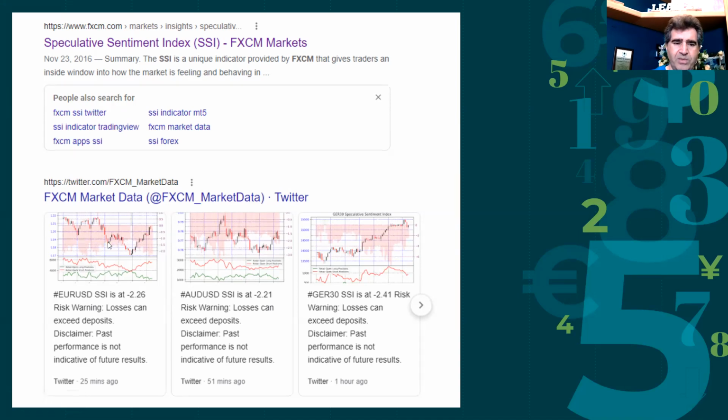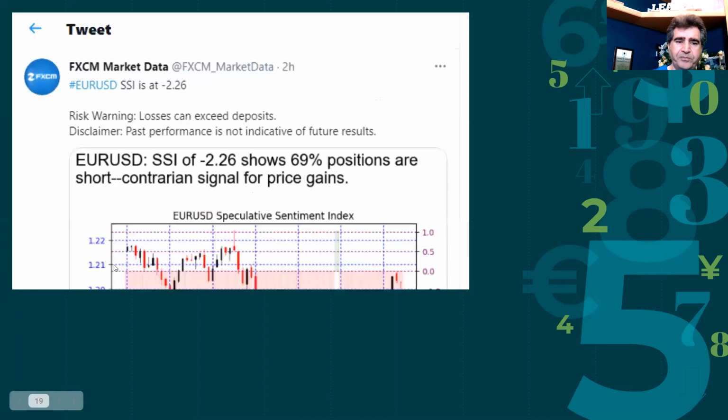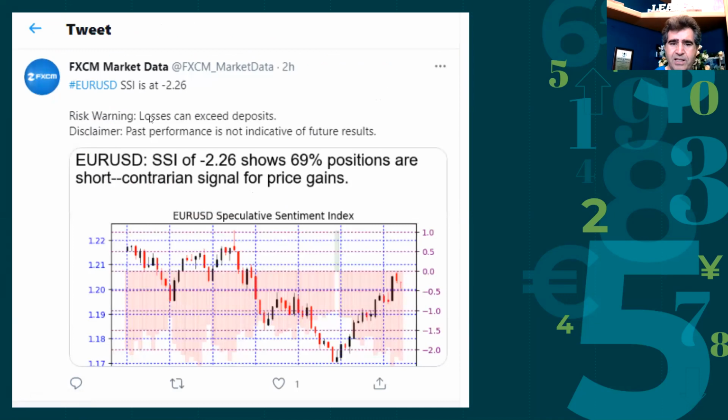Again, I'm emphasizing the Euro USD, but you can see they tweet and tell you, in this situation, that 69% of positions are short. So contrarian for Euro. Again, you have to make your own judgment. I'm just giving you the tools. So there are instruments and services like this available.